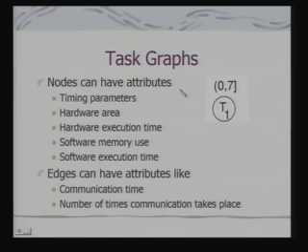So, the task graph has nodes. Nodes will have attributes associated with them to specify the design constraints. This is an example of an attribute specification, timing parameters. So, I say that T1 arrives at 0, that is a starting point, and its deadline is 7. That means it must be finished within a time unit 7. That I can put in appropriate units associated with the time interval constraints.